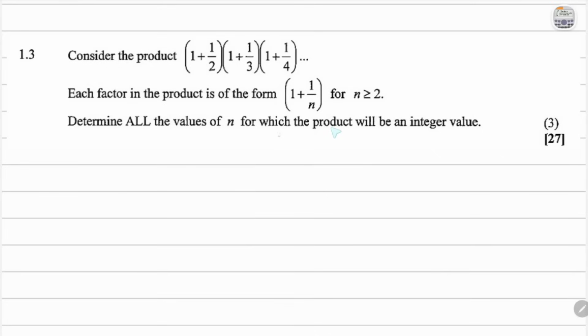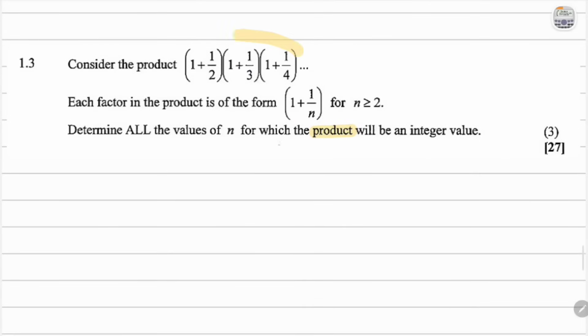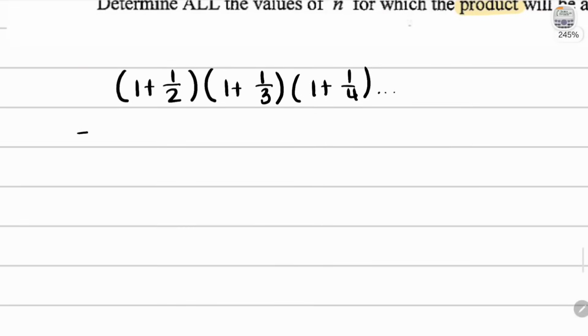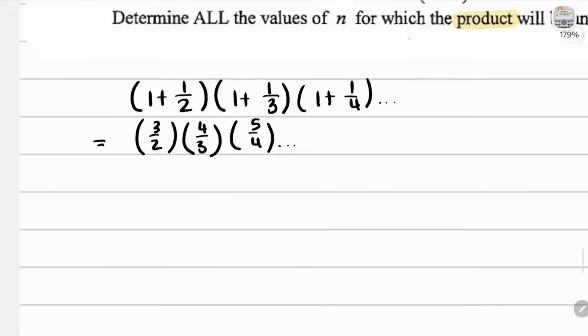So from this, the main goal is to find the product. And you find the product by simplifying these that are multiplying together. So how about we take this and simplify it further, because right now they are in the form of whole numbers plus fractions, and we could just rewrite them as improper fractions. So to simplify this further, we can just add them together. So that would give you 3 over 2. This would give you 4 over 3. And then the last one would give us 5 over 4. And this keeps going on.